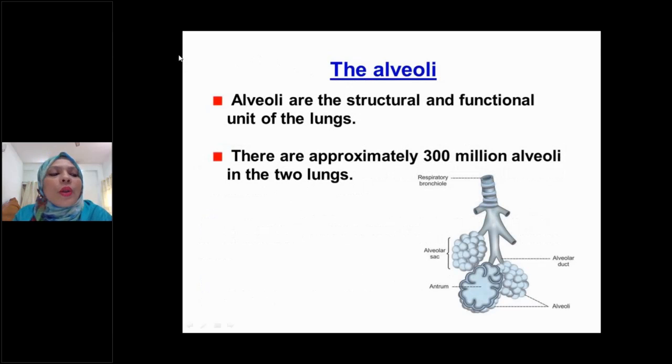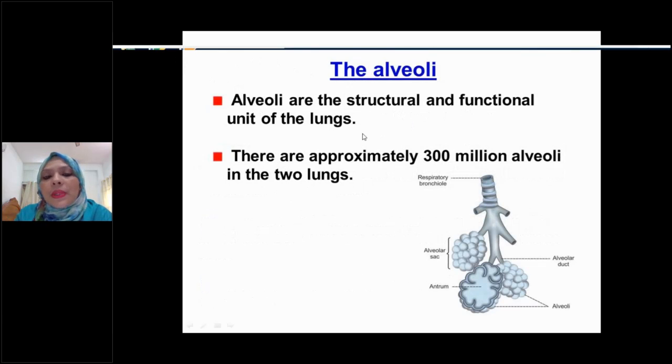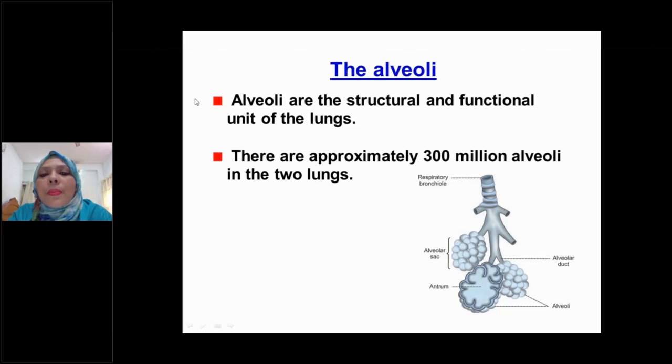Alveoli. What do you mean by alveoli? Alveoli are the structural and functional unit of the lungs. That is, lungs are composed of so many alveoli. First you have to utter structural, then functional. Alveoli are the structural and functional unit of the lungs.